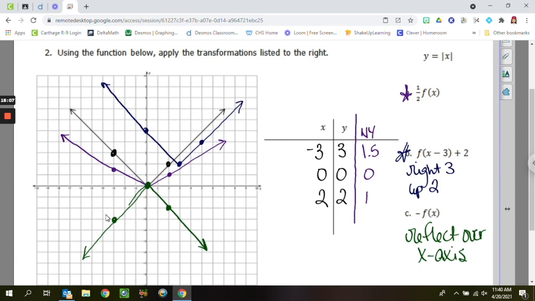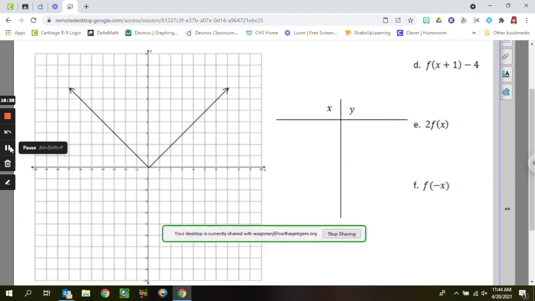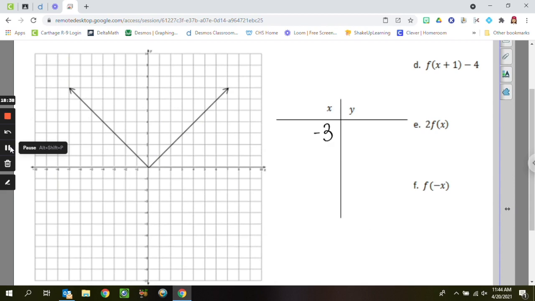See what you can do with the next 3. It's the same parent function. There's just only so many things we can fit on a graph before it just looks like a mess. Okay, so we have the same 3 points that I'm going to use.